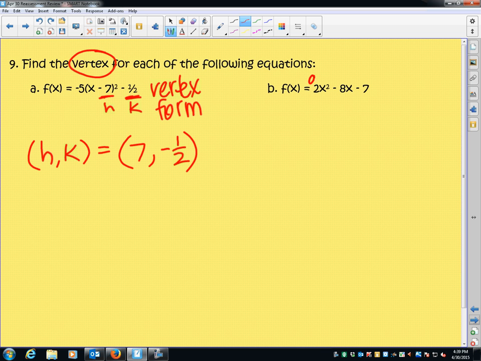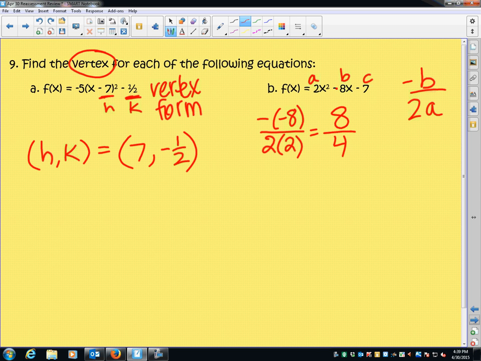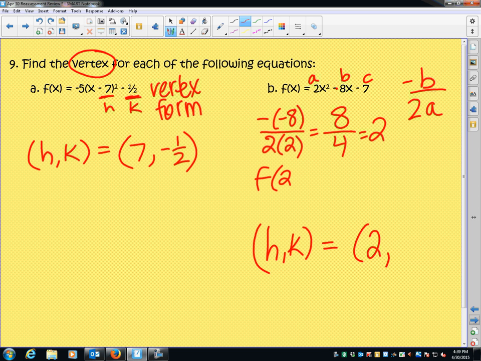Not so easy here on this one because you have to remember the trick. Because this is in standard form, you see your A, your B, and your C. So you need to remember the little trick, negative B over 2A. So when I make my negative negative, it becomes positive. All right, so there's my x coordinate of my vertex. And so now I plug in my 2 to get my y.